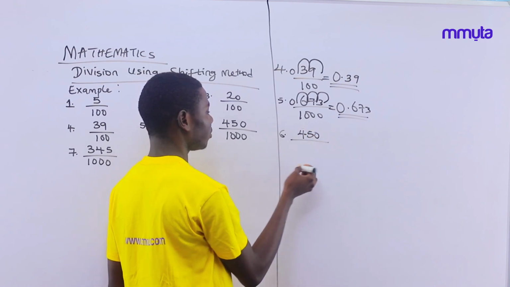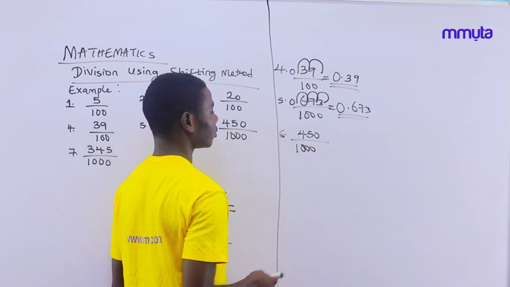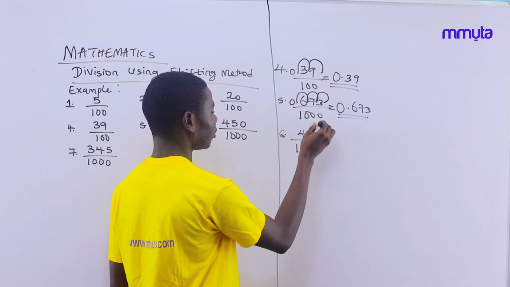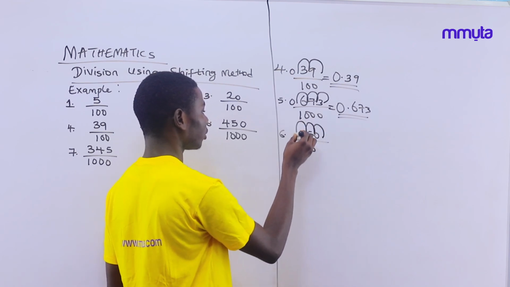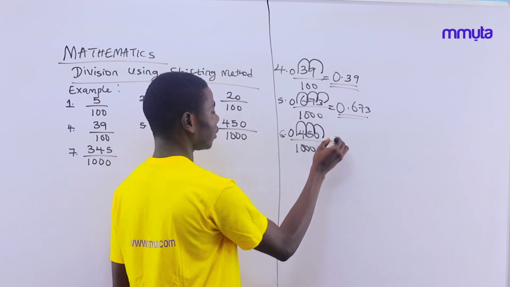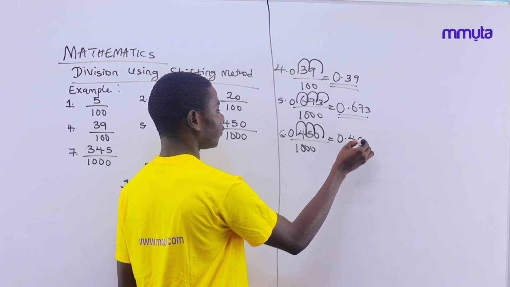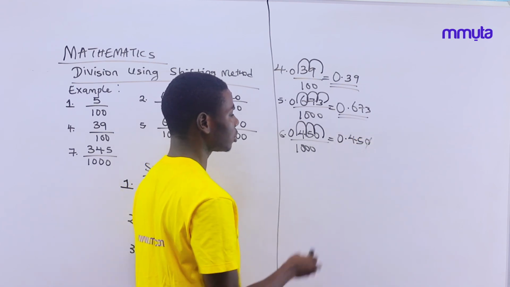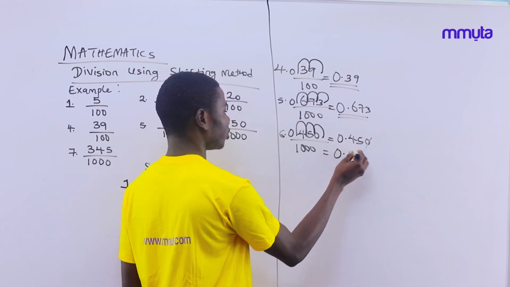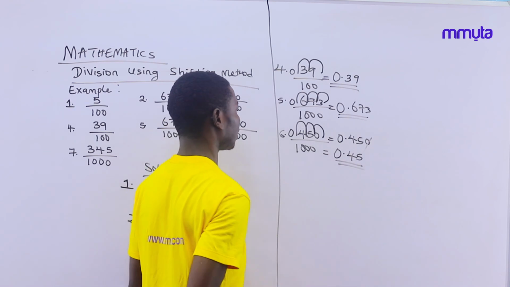Number 6, 450 divided by 1000. We shift from the back. 1, 2, 3. Add 0. We have 0.450, which we can actually cancel the 0, and we have 0.45 as our answer.